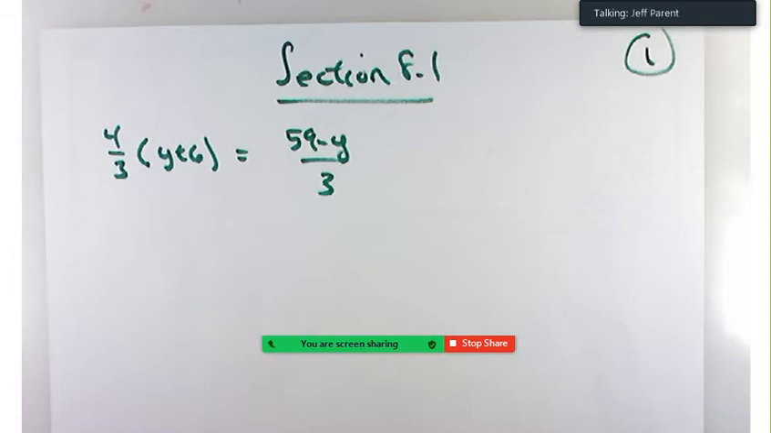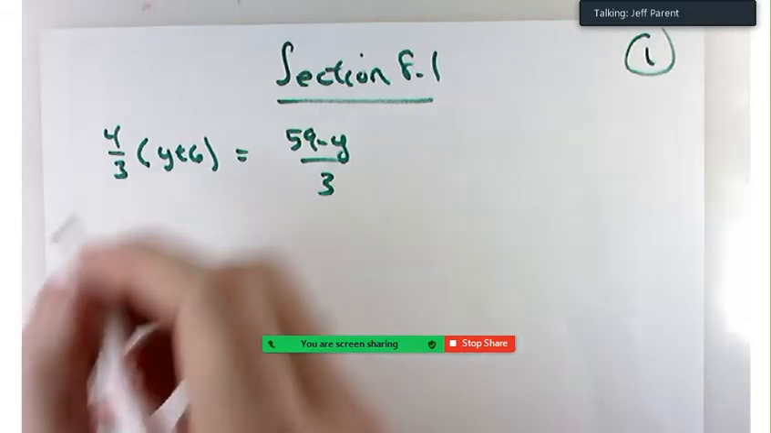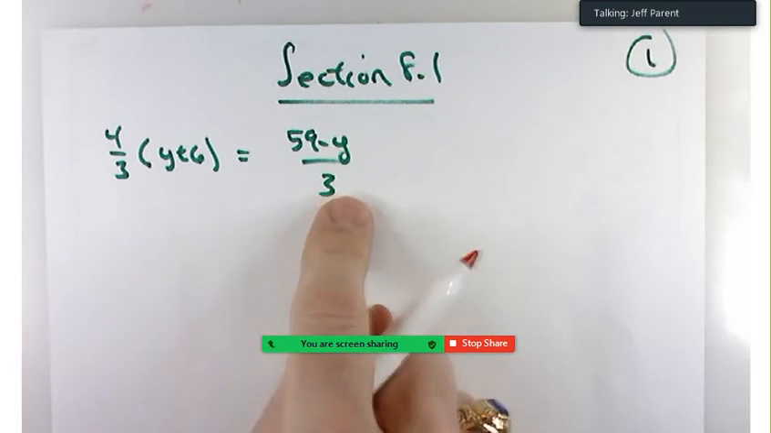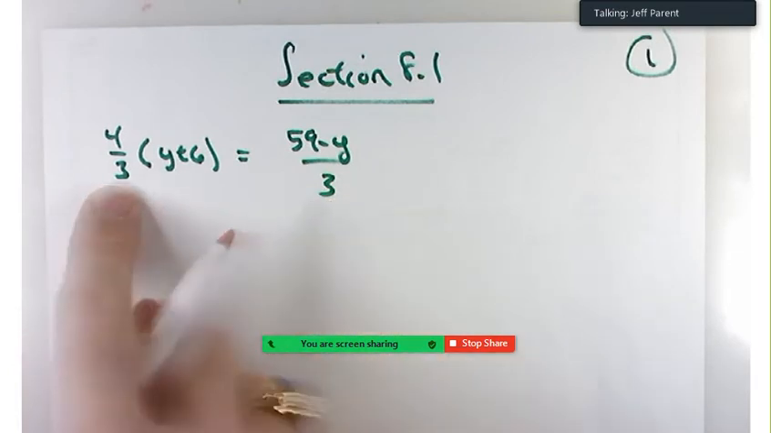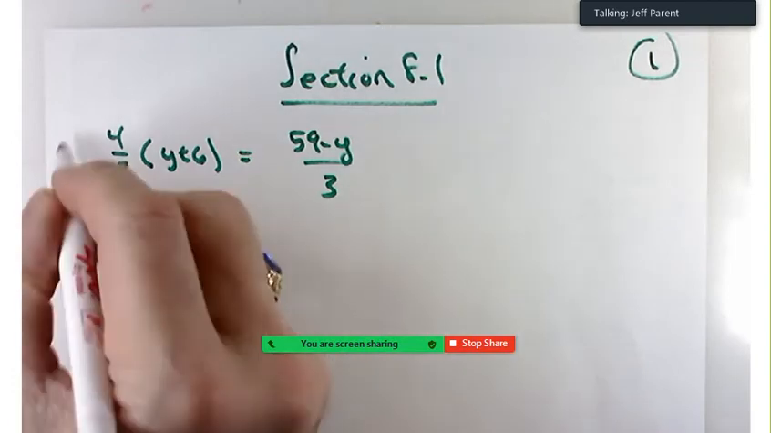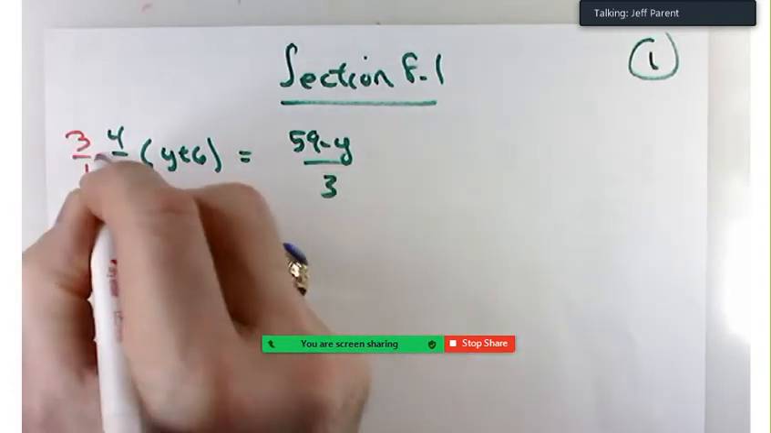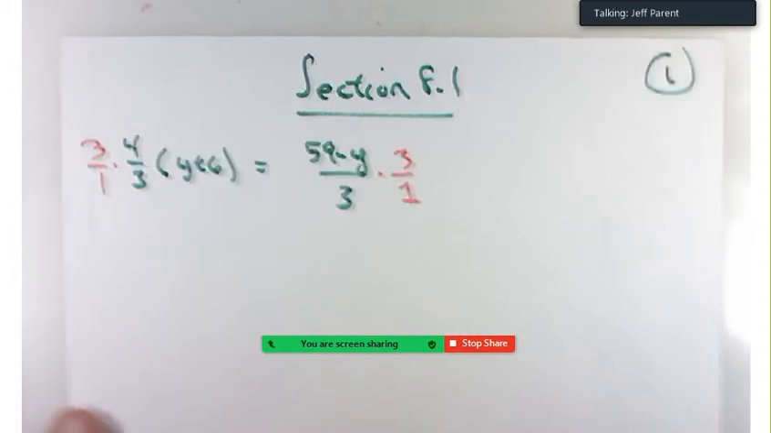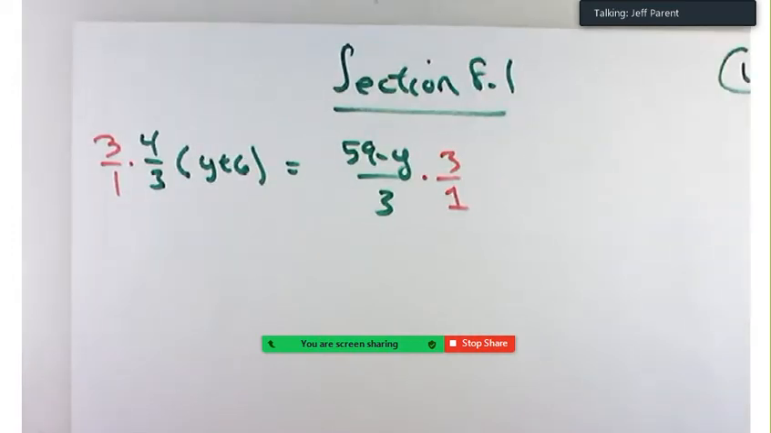Now, the way to get rid of the fractions is this. You're going to multiply both sides by the lowest common denominator. So in this case, the lowest common denominator would be what? 3. Good. So I'll multiply this side by 3 over 1 and this side by 3 over 1. You don't have to write 3 over 1.